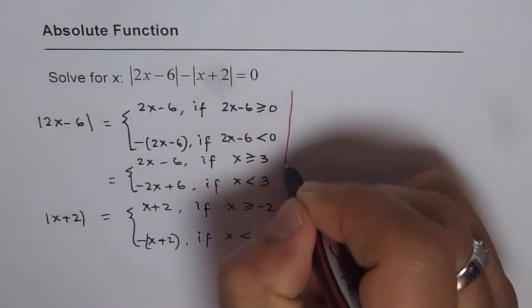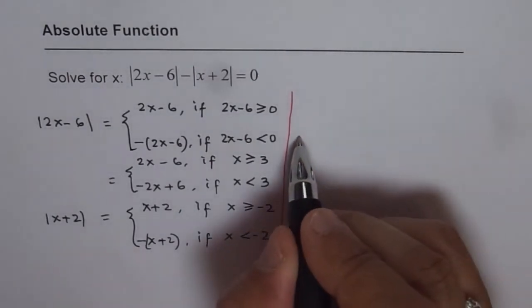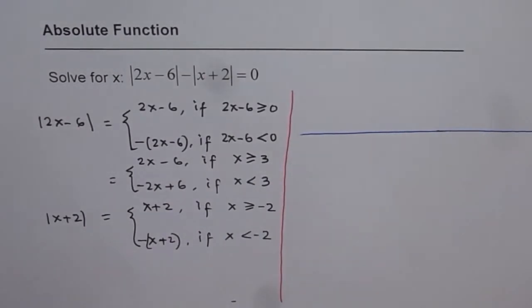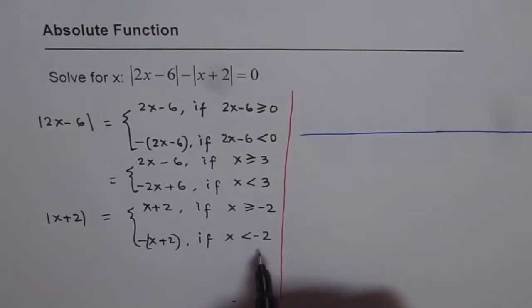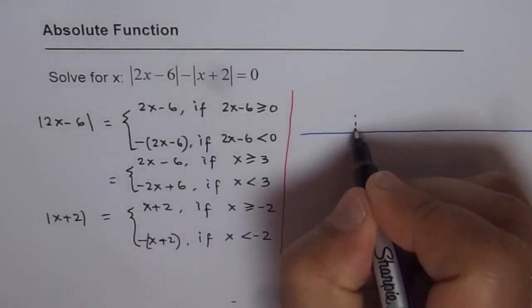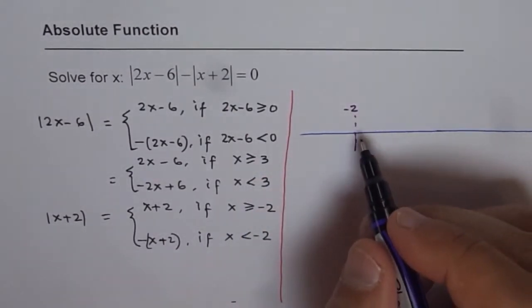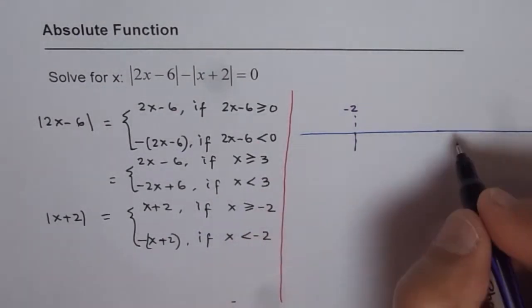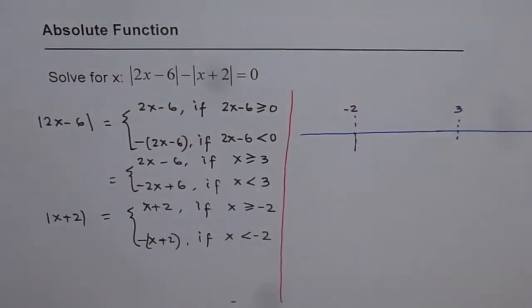Now let's solve this equation in these intervals. So the intervals which we get really are, let's write down here: the interval from minus infinity to minus 2. Let's say this point is minus 2 for us. And then between minus 2 and 3, let's say this is 3 for us. So in these three intervals, we should solve our equation and then find the answer, right?